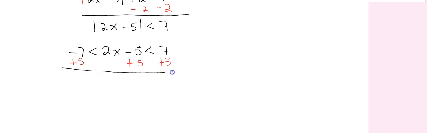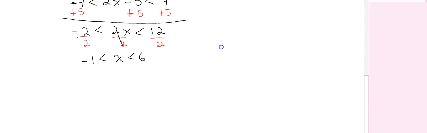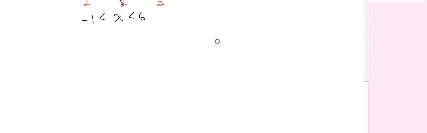Once I have my positive 5 on both sides, this turns out to be negative 2 less than 2x less than 12. I still notice that I have to divide everything by 2, so divide all sides by 2. And lastly, we get negative 1 less than x less than positive 6. So this is my solution.